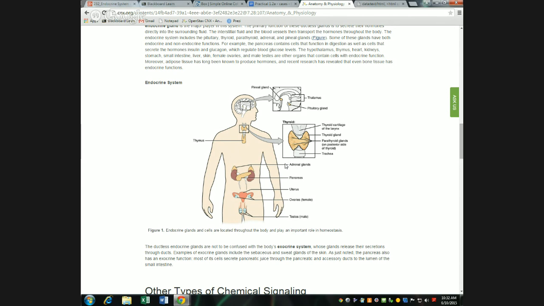The hypothalamus will release hormones that tell the anterior pituitary to release hormones, which will tell other glands in your body to do their jobs. So it's sort of this master control system through that.